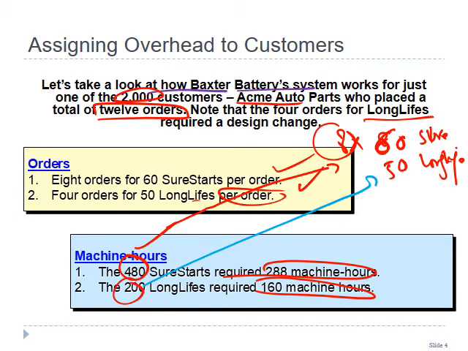If the question doesn't give it to you, you can also find out that there are 4 orders, and in each order there are 50 units. So 4 multiplied by 50, the answer is 200, right? So 480 short start units require 288 machine hours, and 200 long life batteries require 160 machine hours, right? So let's find out how much is the cost of this one customer.